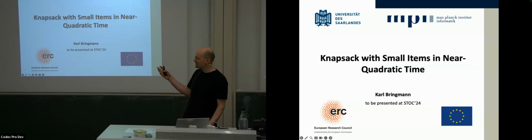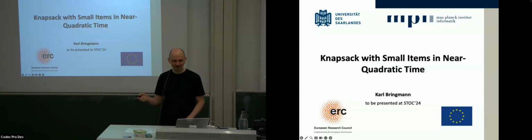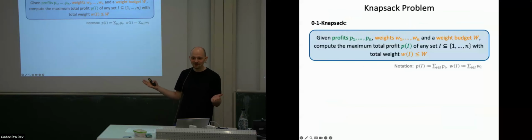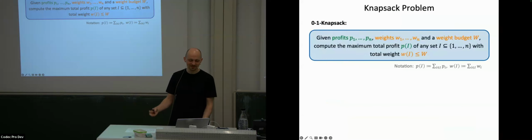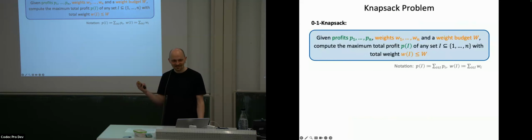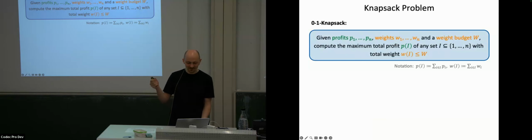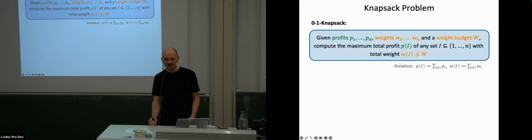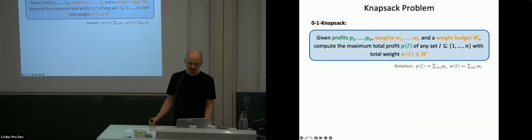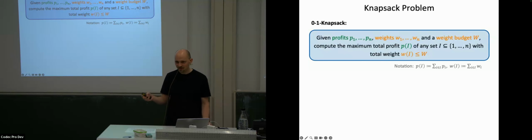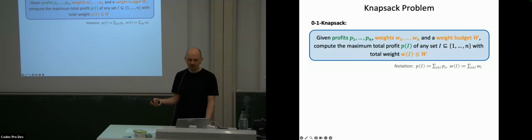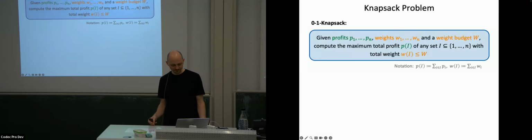Welcome to my talk about knapsack with small items in near quadratic time. So we all know the knapsack problem. Given n items, each item has a profit p_i and a weight w_i. We also have a weight budget, which I denote by big W, and we want to select some subset of the items such that the total weight is at most the weight budget and the total profit is maximized.